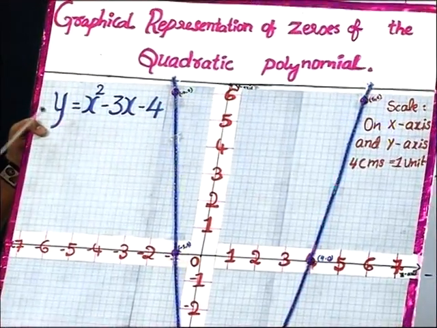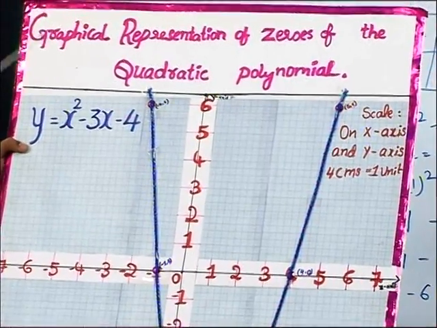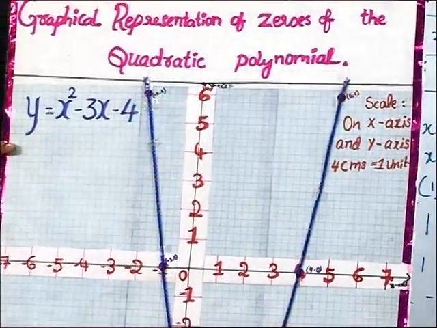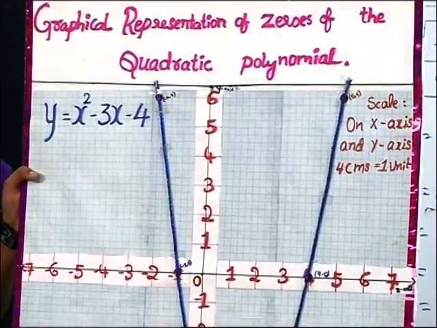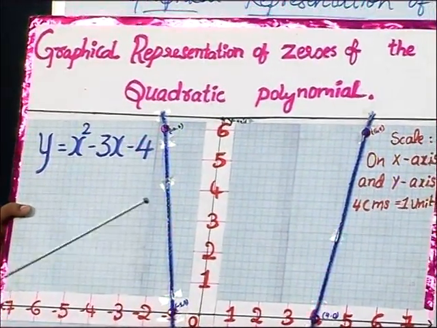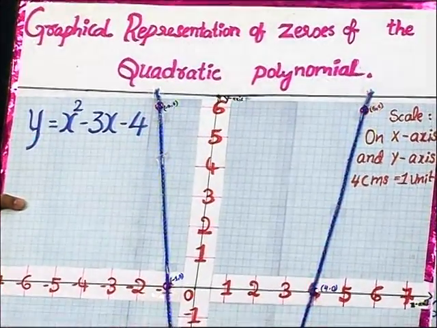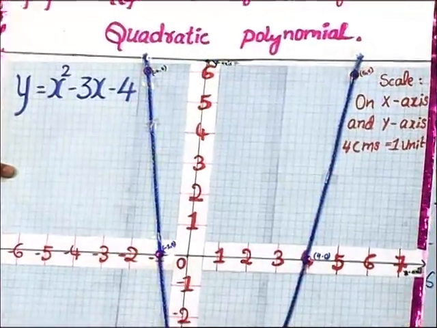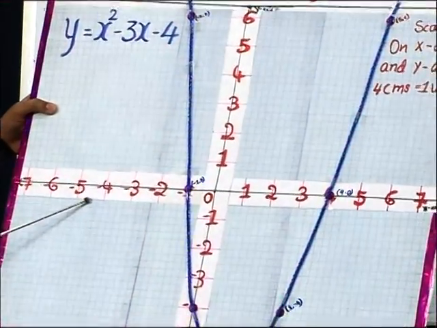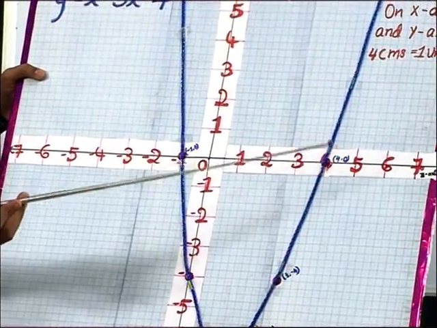Friends, I have taken this equation and I factorized that equation. By that I got some x values and y values. So I plotted those x values and y values in this graph. So I got this, its structure is in a U shape. It is called a parabola. It intersects the x-axis at minus 1, 0 and 4, 0.